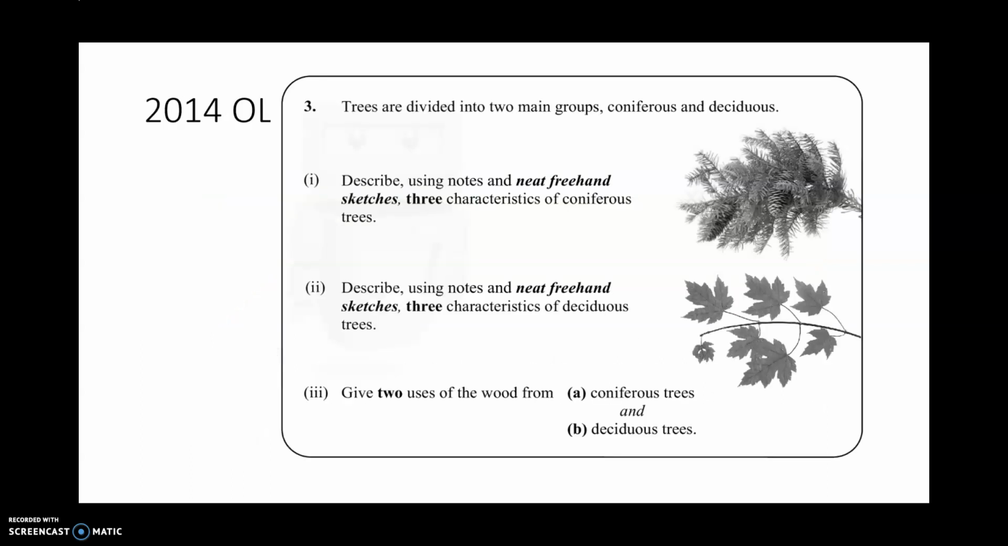So here's the question. I want you to do this and send it to me. Trees are divided into two main groups, coniferous and deciduous. Using notes and neat freehand sketches, describe tree characteristics of coniferous trees. Describe, using notes and freehand sketches, tree characteristics of deciduous trees. Give two uses of the wood from A, a coniferous tree and B, a deciduous tree. So nice and easy. You may need to use your book for this, but generally I have all of those covered. That's part 1 done.